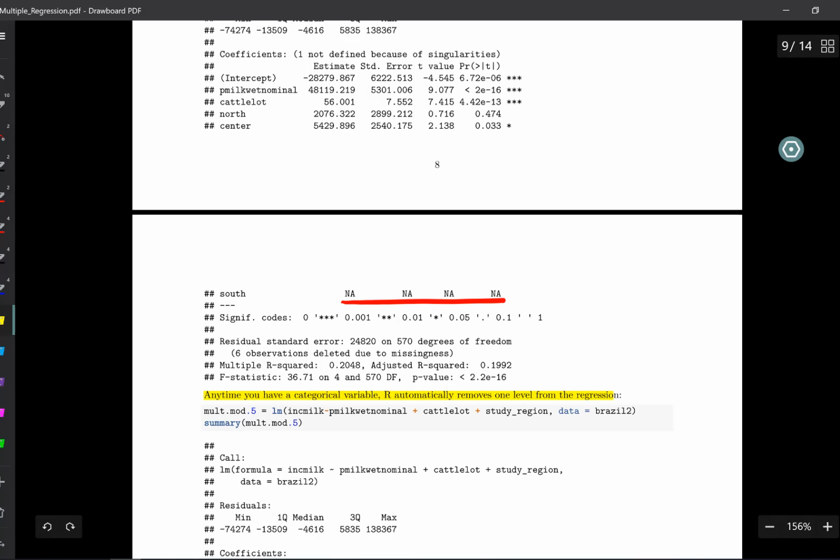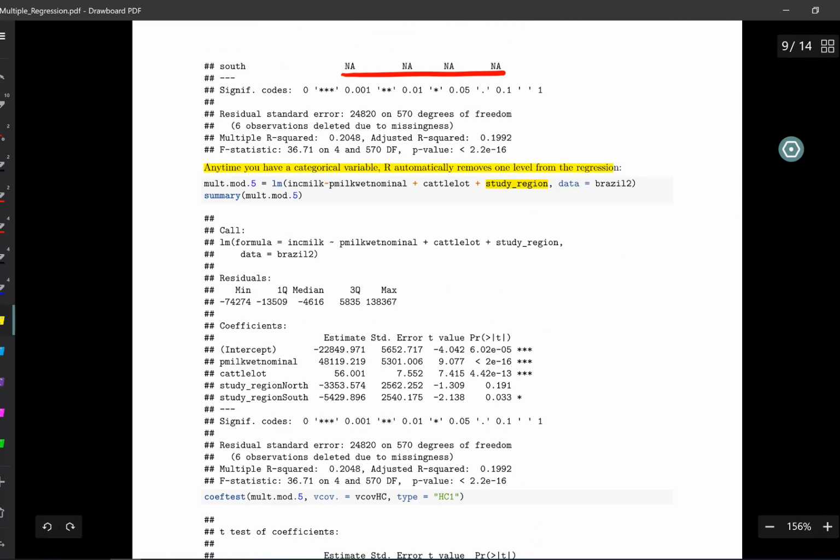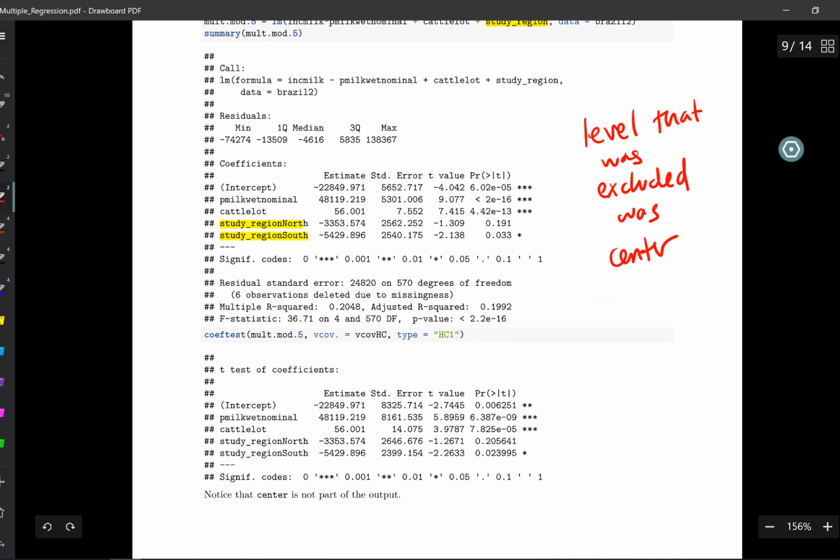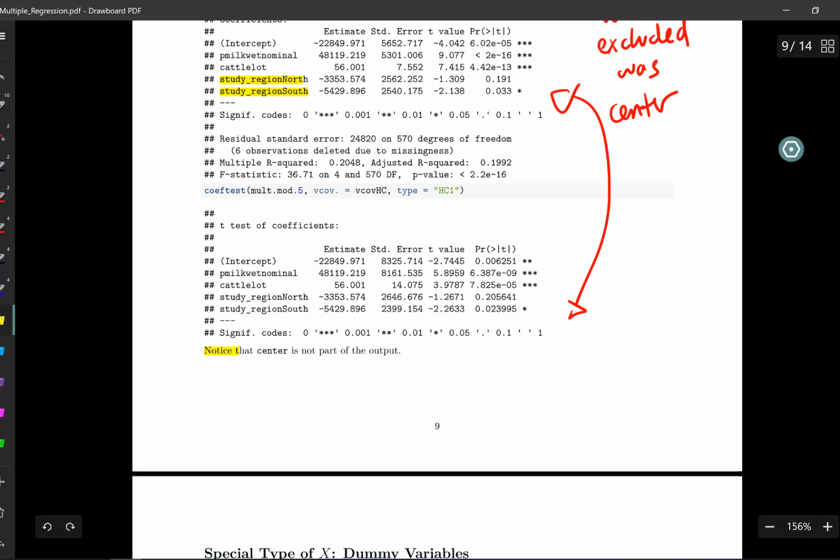So anytime you have a categorical variable, R is going to exclude one of the levels. And R can do it automatically if we just enter study region. So instead of doing the 3 dummies, I'm simply putting study region in the model as an X. And what you find is that R basically chooses one of the categories to be excluded. So in this case, the level that was excluded was center, and we get coefficients for north and south. If we do the coeftest, we don't see center. So this is true for both outputs. Notice that center is not part of the output. So R does it automatically.